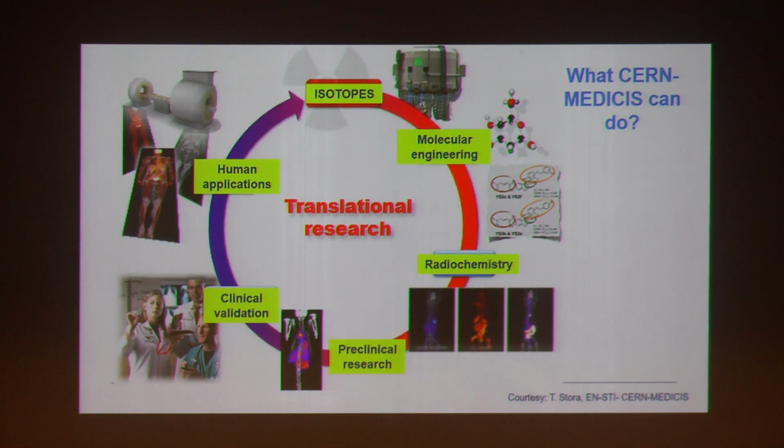Now, what can CERN MEDICIS do? They are producing different radioisotopes. They are doing molecular engineering, radiochemistry, followed by pre-clinical research, quality assurance, clinical validation, and all. In short, they are doing what is called bench to bedside. That means they are doing all the experiments at the bench, and they are also giving medical radioisotopes to hospitals. Several hospitals in and around Geneva collaborate with CERN MEDICIS, which is regularly supplying medical radioisotopes for clinical purposes.